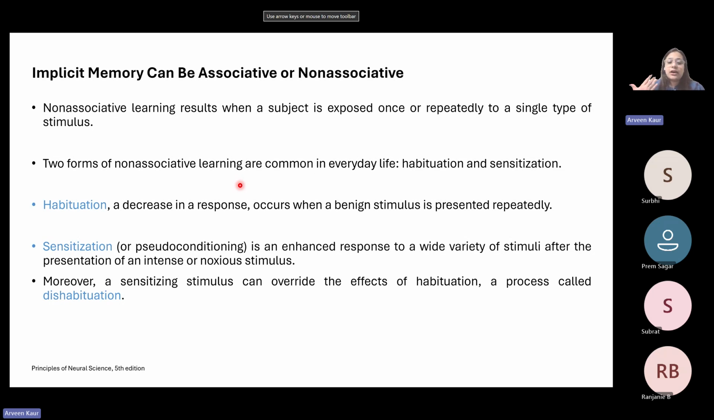Sensitization is actually opposite to that. Sensitization is also known as pseudo conditioning. It is an enhanced response to a wide variety of stimuli after the presentation of an intense or noxious stimulus. Moreover, a sensitizing stimulus can override the effects of habituation, which is known as dishabituation. So, first, let us understand by another example what is sensitization, right?